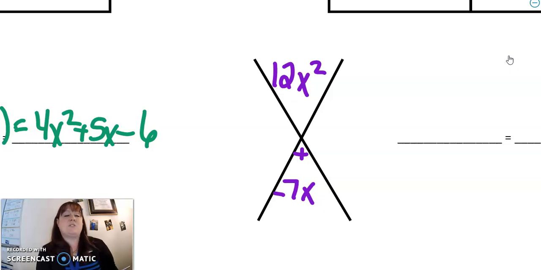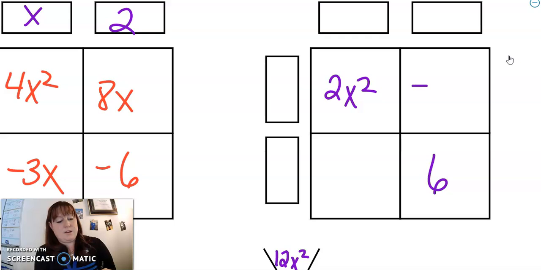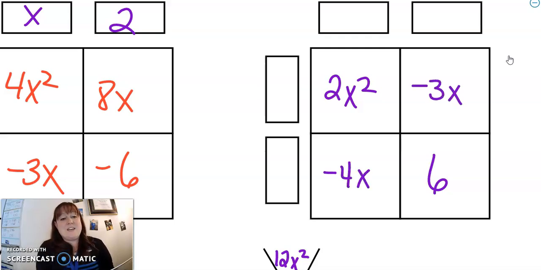Okay, so the factors of 12 are 6 and 2, which don't work, 12 and 1, which don't work, and 3 and 4, which do work, right? So negative 3x and negative 4x are going to add to negative 7x and multiply to positive 12x squared. So those go right here. It doesn't really matter which one goes where, it'll affect which factor ends up on top, but you can put these in either order. I could have put negative 4x here and negative 3x here.